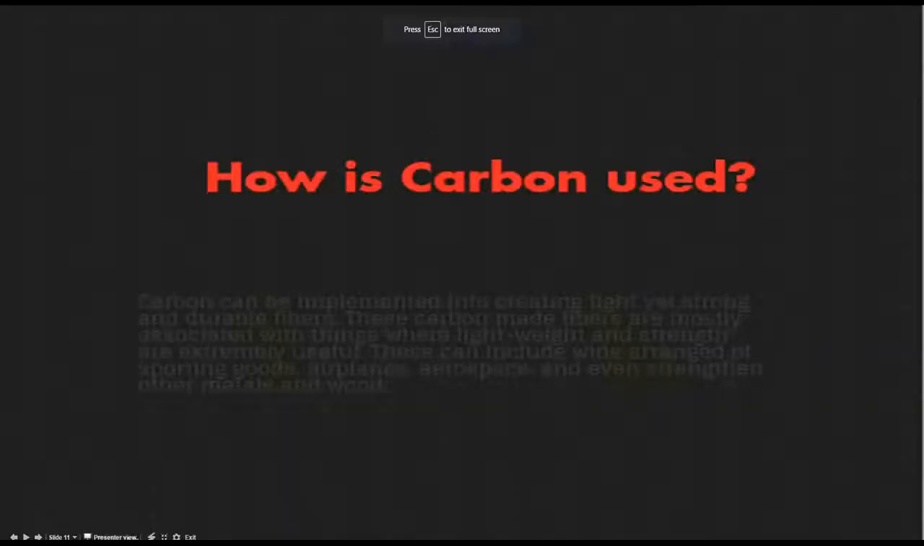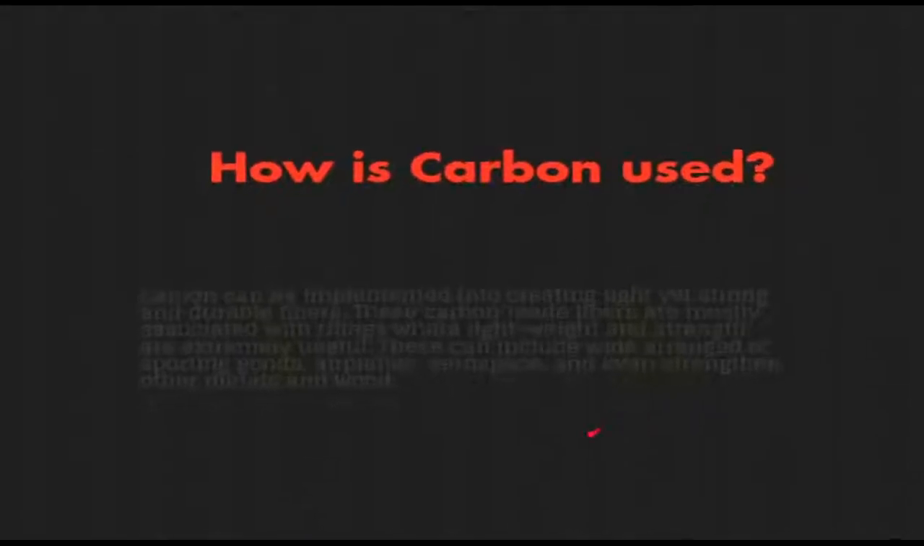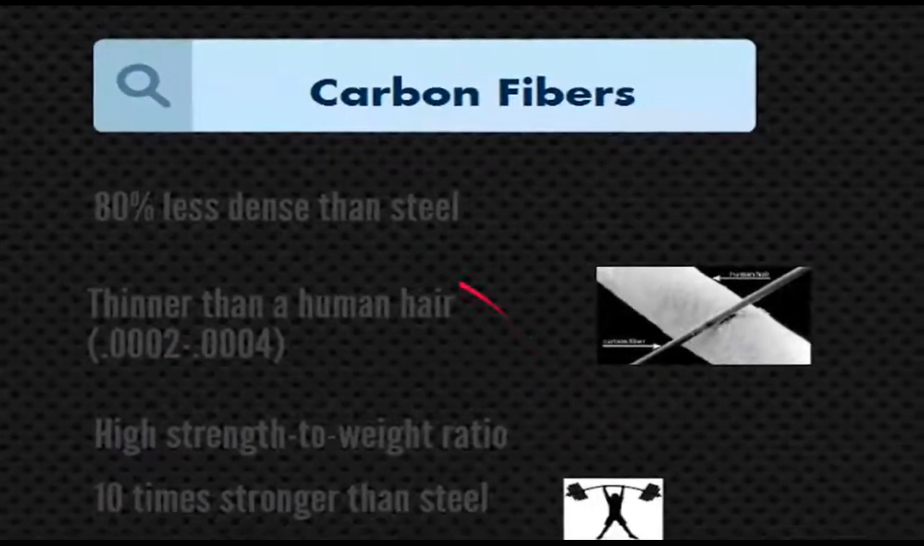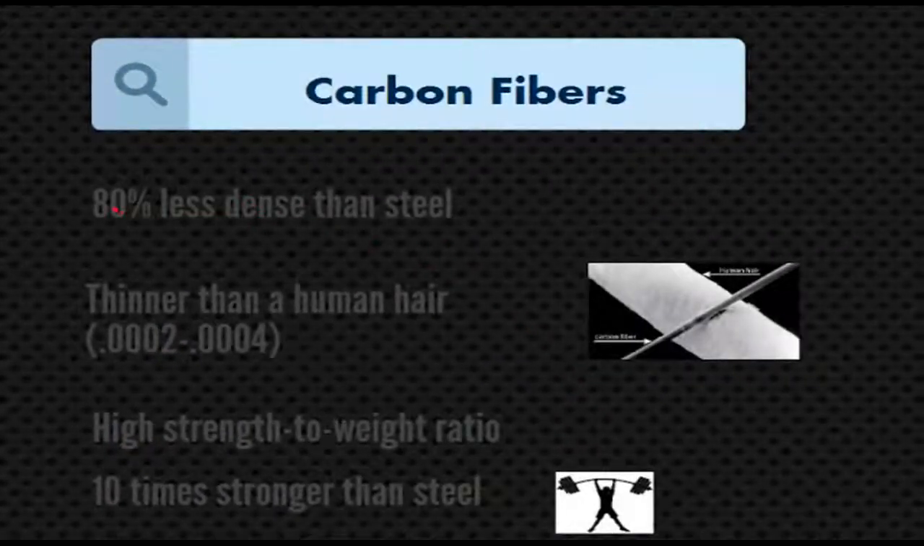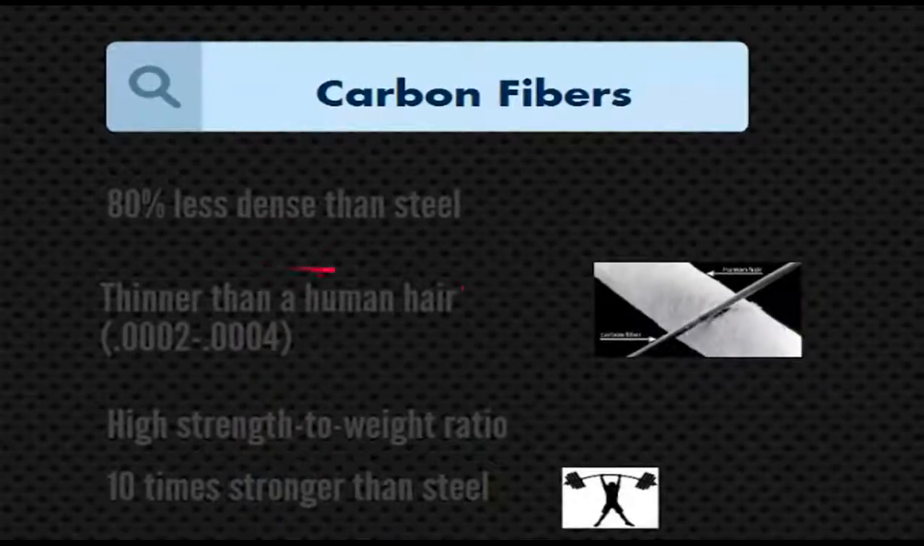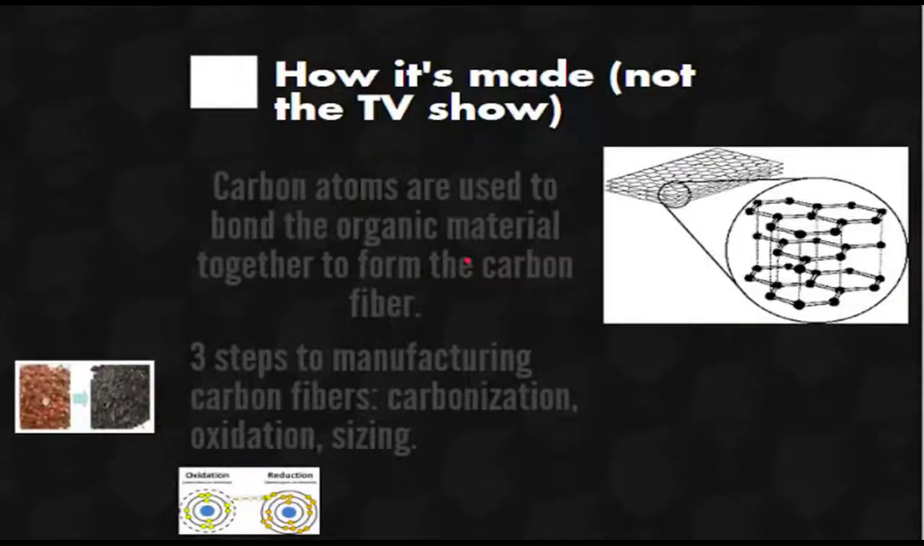How is carbon used in the real world? Carbon can be implemented into creating light yet strong and durable fibers. These carbon-made fibers are mostly associated with things where lightweight and strength are extremely useful. These can include a wider range of sporting goods, airplanes, aerospace, and even strengthen other materials and wood. Some quick facts about fibers: 80% less dense than steel, thinner than a human hair, high strength-to-weight ratio, and 10 times stronger than steel.